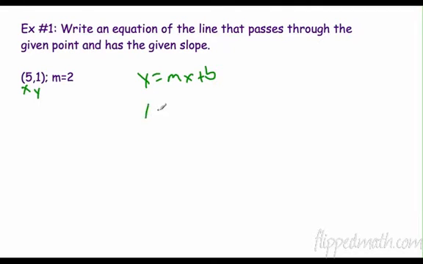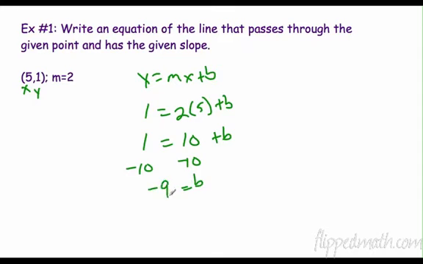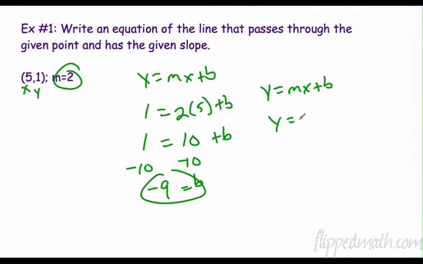y is 1, m is 2, and remember this is 2 times my x, which is 5, plus b. Now we solve it. 1 equals 2 times 5, which is 10, plus b. Subtract 10 from both sides, and b equals negative 9. I have a b, I have an m. Plug them back into y equals mx plus b: y equals 2x minus 9.